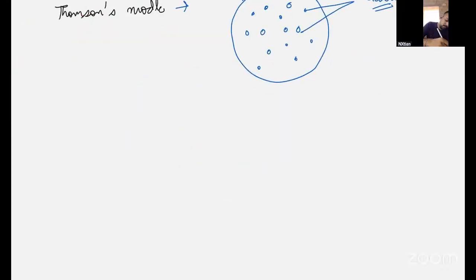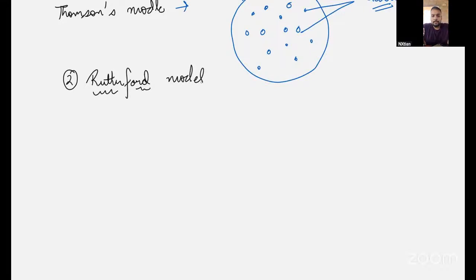So now the second one is the Rutherford model. Rutherford model we also know, but some questions used to come on the Rutherford model, so we cannot be brief. We'll take it point by point. We all know the points. What did Rutherford do?